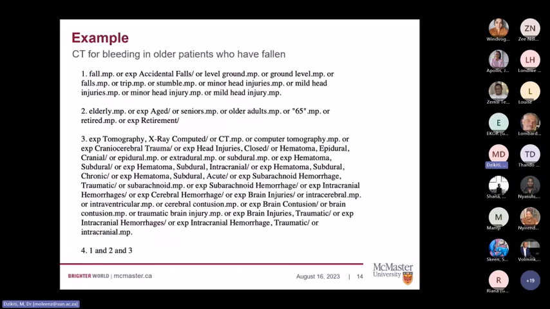So here's an example, and this is CT for bleeding in older patients who have fallen. In our neck of the woods, every patient who is above 65 and has fallen down and hit their head usually gets a CT for bleeding in the brain. So here are the three components. One is whether you fall, or accidental fall, minor head injury. The second is the group, the population. You want it to be the elderly or seniors or patients older than 65. And then the third is the test, and here it is the CT scan and anything related to computed tomography and brain injuries. So the intersection will be 1, 2, and 3.